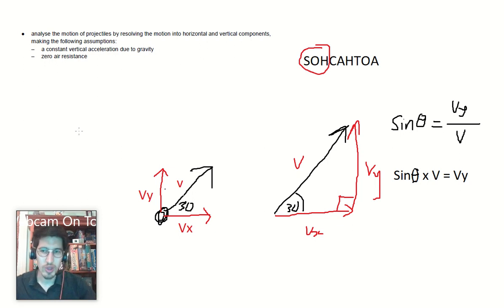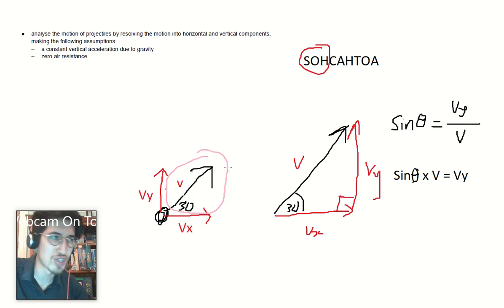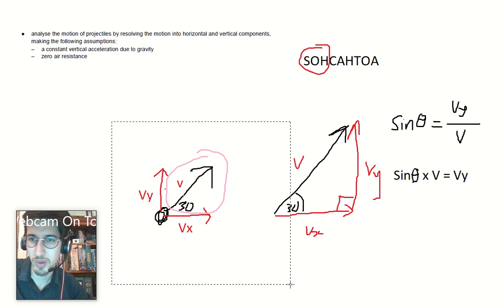And the reason we do that is because it makes the maths a lot easier when we're just dealing with vertical by itself or horizontal by itself. Because this arrow, during projectile flight, changes in unpredictable ways. But the horizontal arrow and the vertical arrow change in extremely predictable ways. And I'll show you what I mean now.